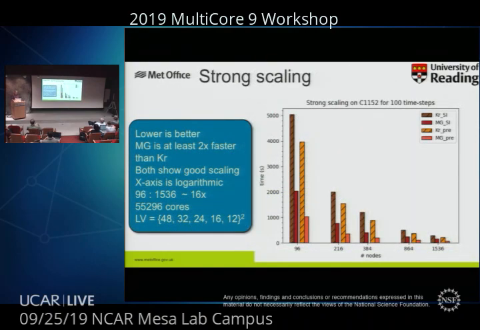So this is looking at strong scaling. Lower is better. This is a log plot. This is 96 nodes, and this is 1,500 nodes. Multigrid is at least a factor of 2 faster than the Krylov subspace solver, so that's good because we like multigrid. The solid coloured bars are multigrid, the hashed bars are the Krylov subspace solver.